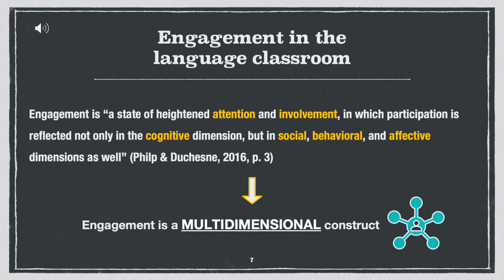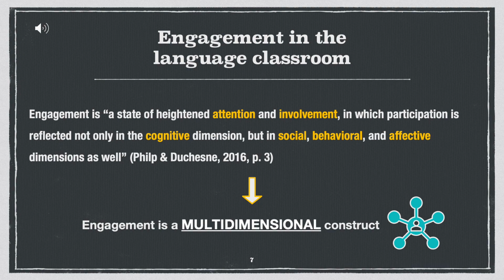So in this study, we wanted to investigate what is the relationship between the classroom environment and engagement. But first, we have to define engagement. Following Jenefer Philp and Susan Duchesne's definition, we see engagement as a state of heightened attention and involvement in which participation is reflected not only in the cognitive dimension, but in social, behavioral, and affective dimensions as well.